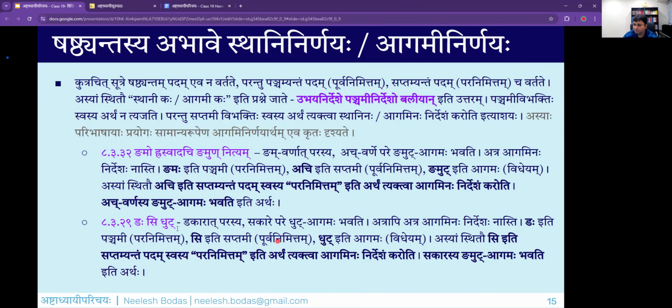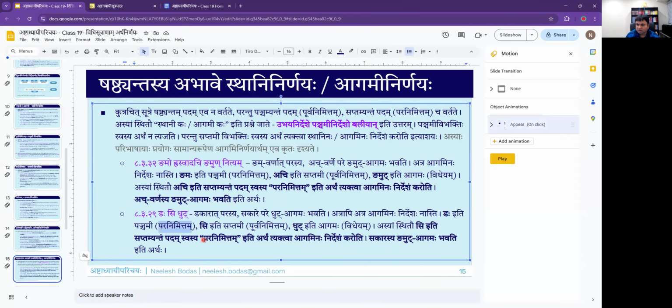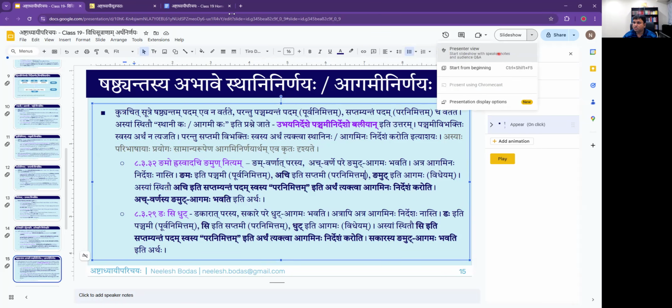This is a typing mistake. So panchami must be called purvanimittam. Saptami must be called paranimittam. Here also in the previous, panchami is purvanimittam, saptami is paranimittam. I made a typo in two cases. So Panchami is always Purva Nimittam, Saptami is always Paranimittam. Sorry for this typo. What was I saying?